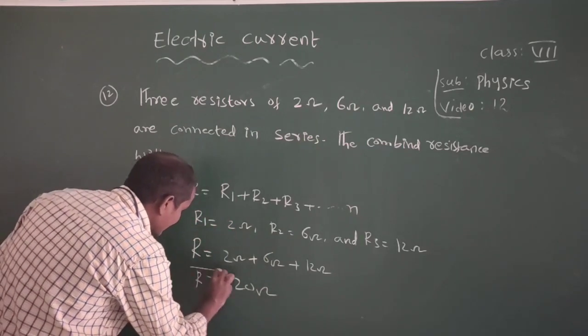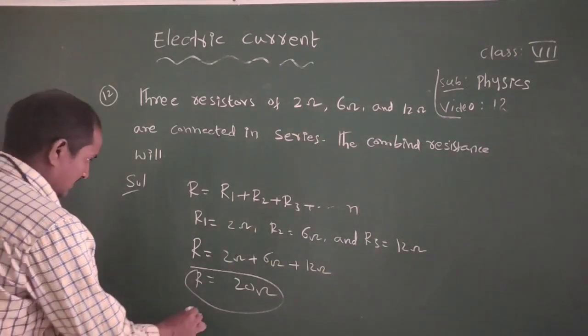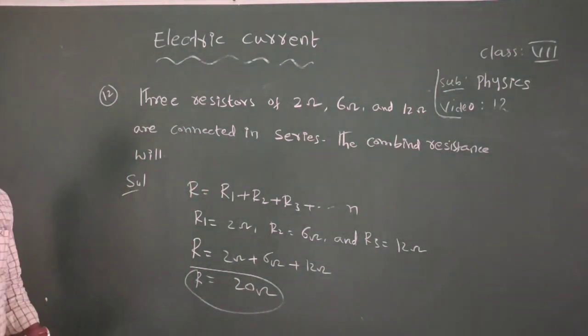The resistors are connected in series. Then combined resistance R equal to R1 plus R2 plus R3 and so on up to n resistors. So therefore R equal to 2 plus 6 plus 12 ohms, that equal to 20 ohms.